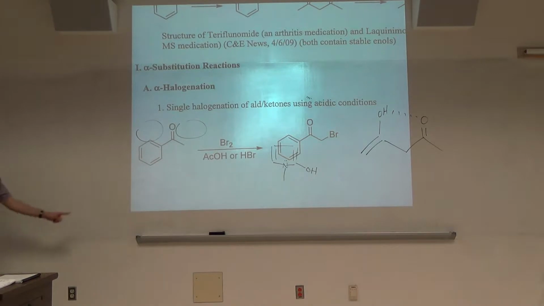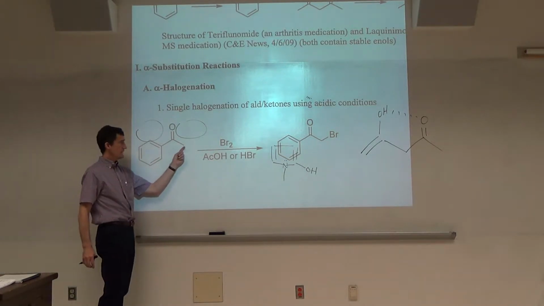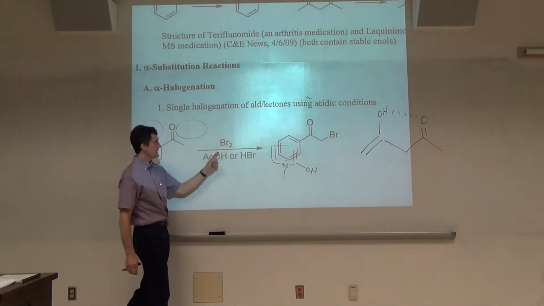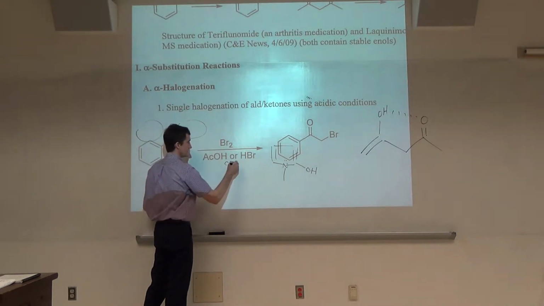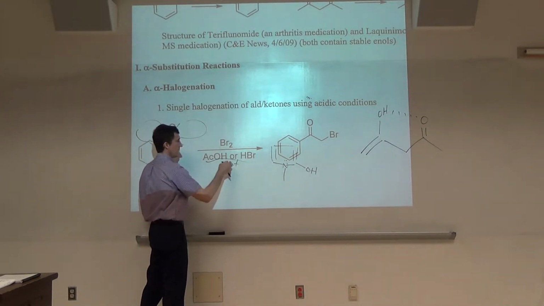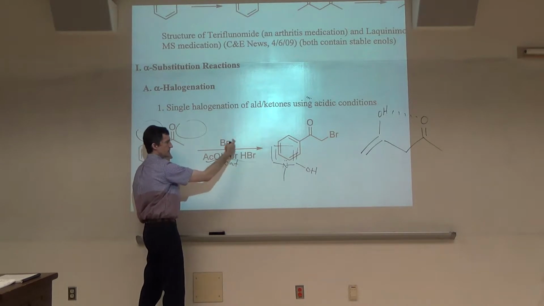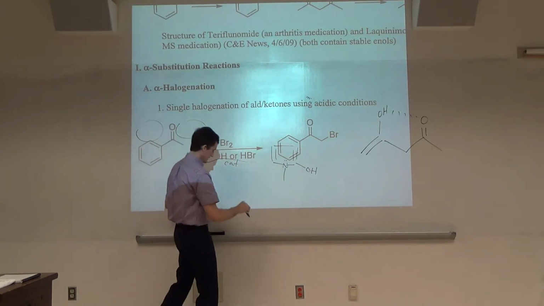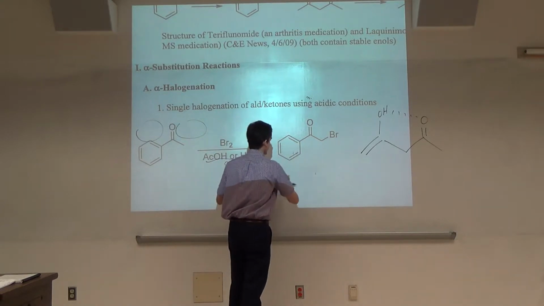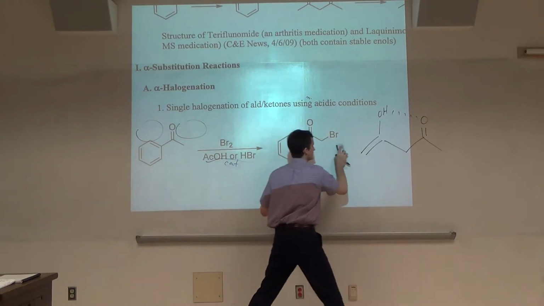For example, you take acetophenone with this alpha position here, you can react it with bromine and an acid catalyst. Your choice, acetic acid. HBr is also kind of common to have the same anion as produced here. These are catalysts. We can get alpha bromination.